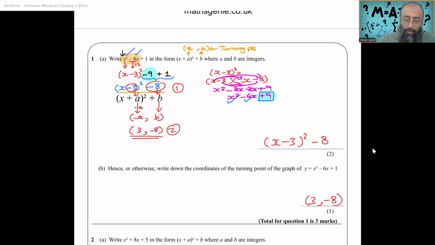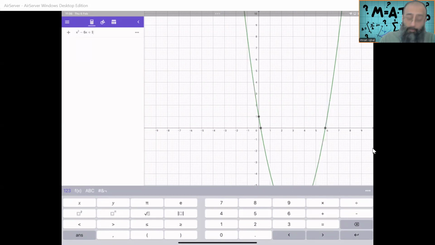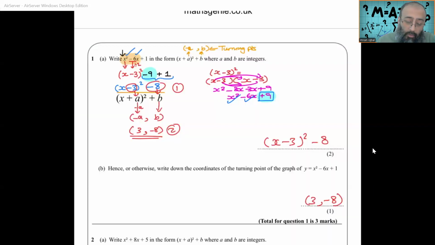Okay, so let's just jump into our, so it's x squared minus 6x plus 1. So we have x squared minus 6x plus 1. Let's double check. x squared minus 6x plus 1. And so what we said, from our calculation, I have got here (3, -8) as the turning point.